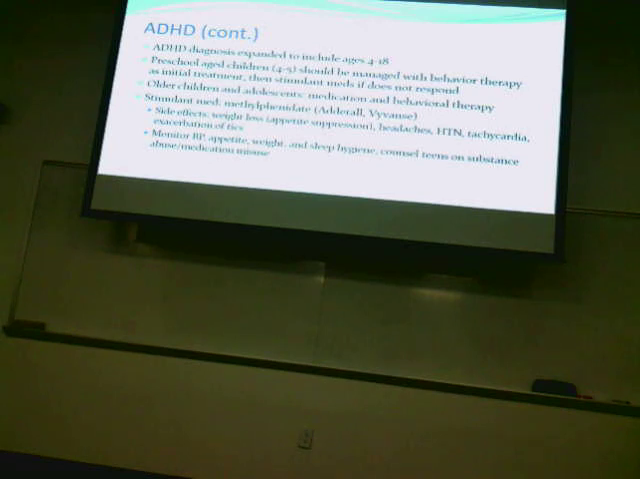Treatment for, sorry, we're not on treatment yet. Okay, ADHD diagnosis. So we've expanded now to include age 4 all the way to 18. Our preschool age children, 4 to 5, should be managed with behavioral therapies as an initial treatment, and then consider stimulant meds if they didn't respond to those therapies. Now, older children and adolescents, you want to do medication therapy, but as an adjunct, you also want behavioral therapy.